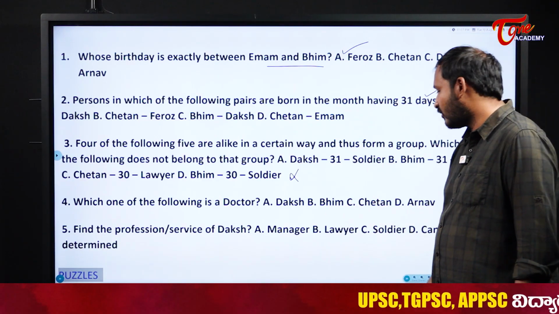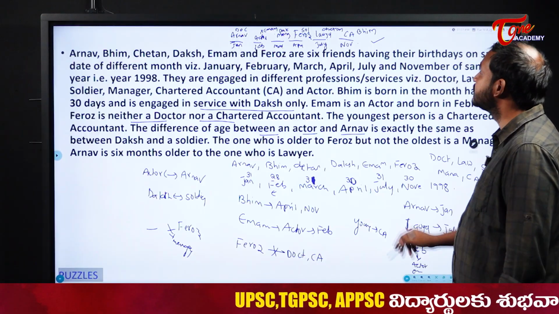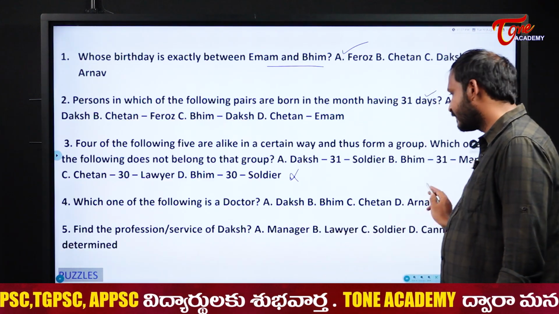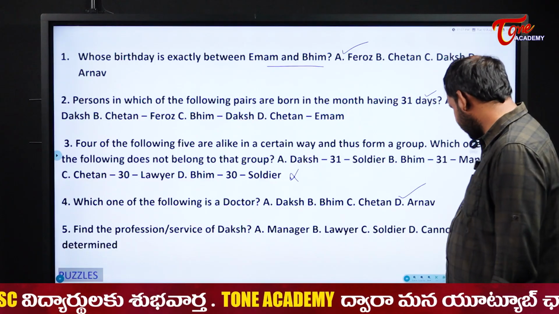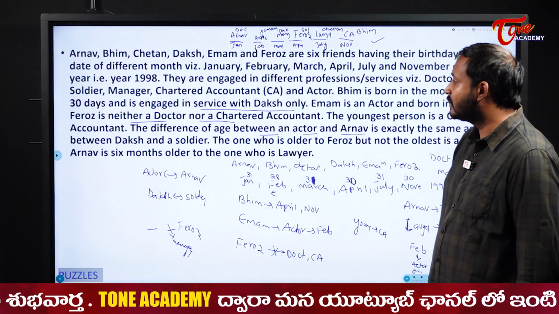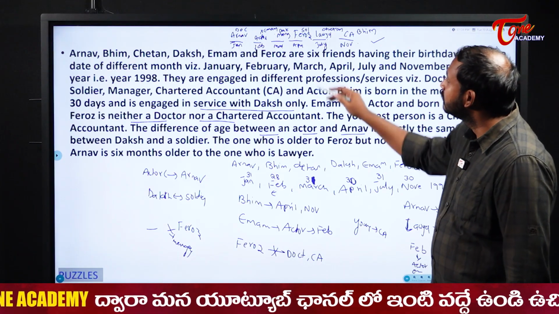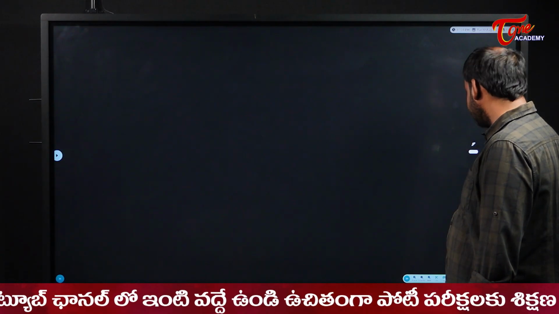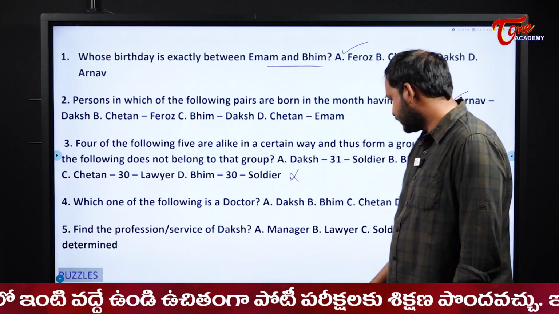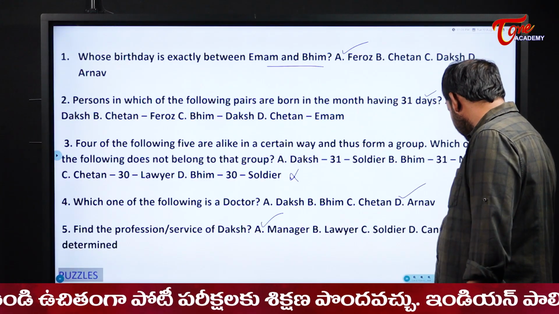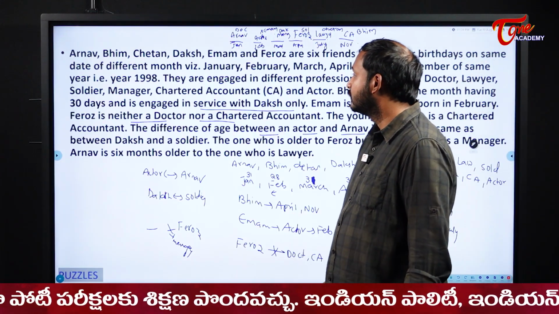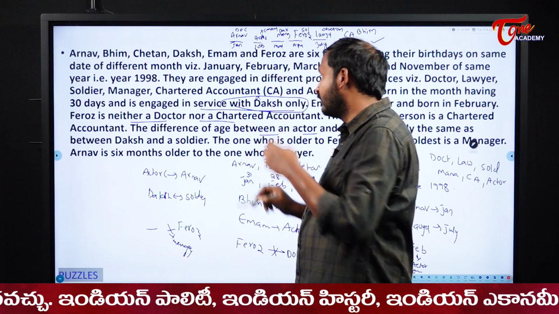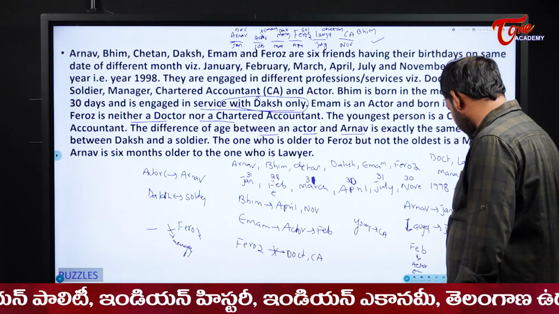Which one of the following is a doctor? Who is the doctor for us here, students? Arnav. Arnav is the doctor for us here. Find the profession or service of Daksh. Daksh is doing which profession? Manager. Daksh is the manager for us. Now see here, students, service with Daksh only, this one is wrong. We don't require that data actually. Need not worry about that data.